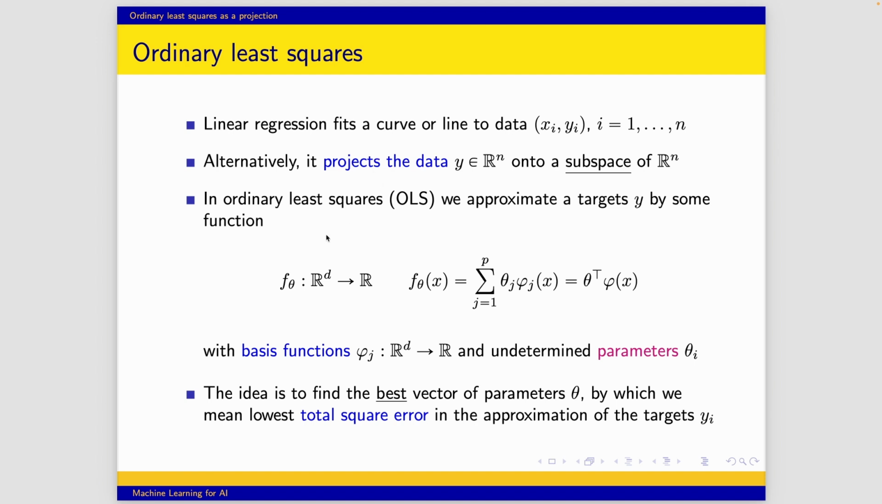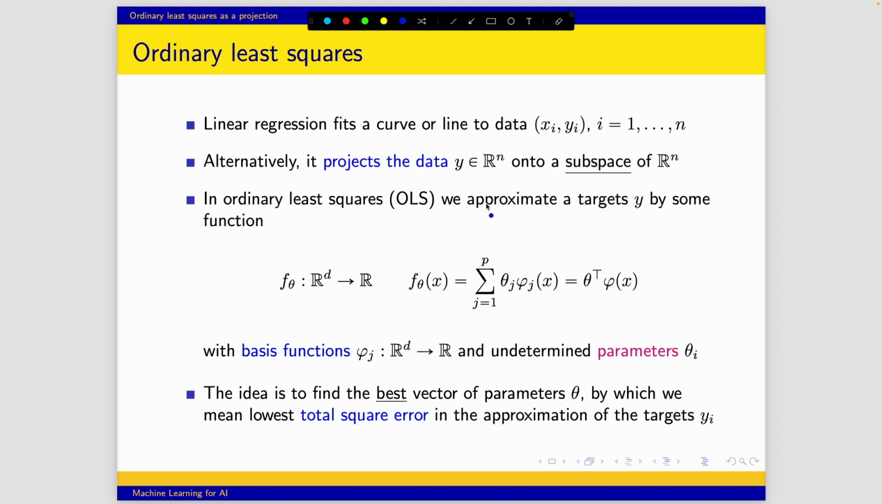Now, in ordinary least squares, you want to find the best theta j's, or the best vector theta, and we have to define what we mean by best. And in ordinary least squares, as the name suggests, we define best as the lowest total square error in our predictions of the y's using this function here. Right? So we want to minimize the square error in these predictions.